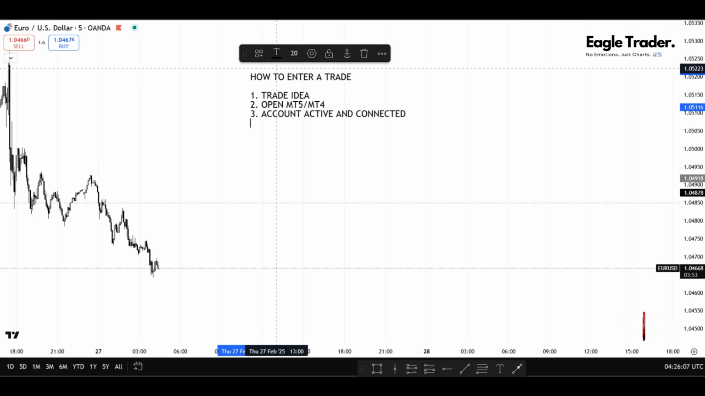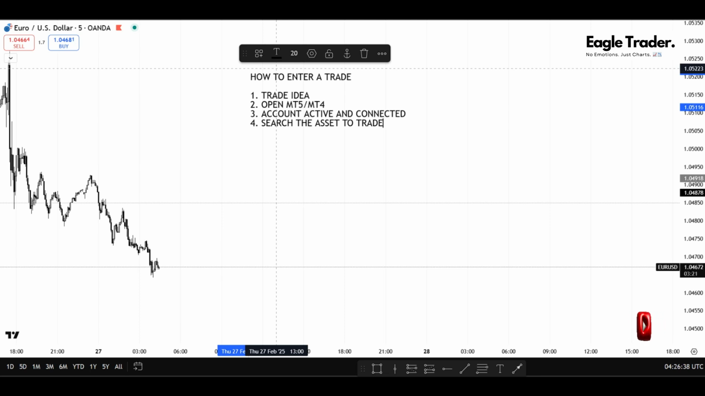Now, the next thing to do quickly is to search the asset to trade. So for instance, we are saying, okay, we are going to sell GBP USD, we are going to sell Euro USD, we are going to sell NASDAQ, we are going to sell US 30, gold, silver, whatever asset it is, you must search the asset to trade.